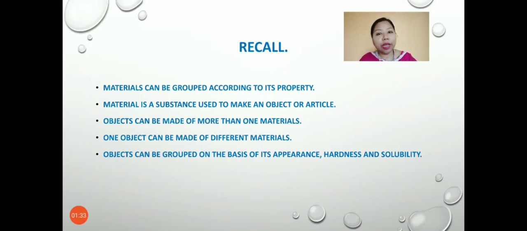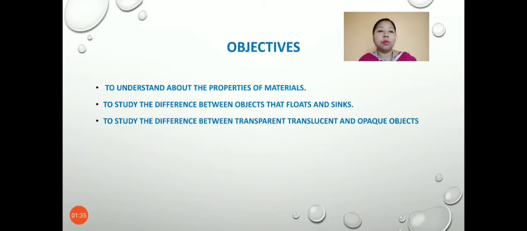So let us look at what is today's objective. Yes, so what is the objective of today's class? So we'll be able to understand about the properties of material, and we'll be studying about the difference between objects that float and sink, and we'll also be studying about the difference between transparent, translucent and opaque objects.